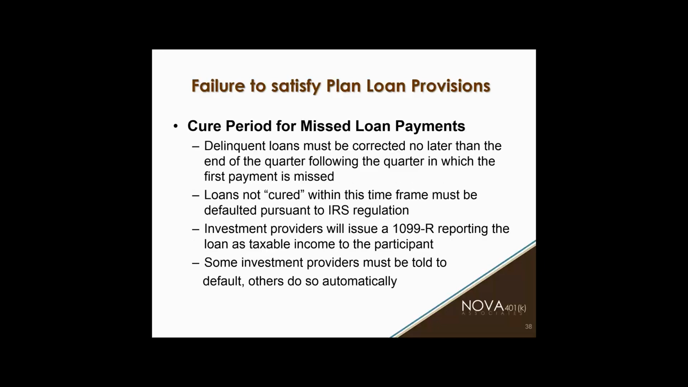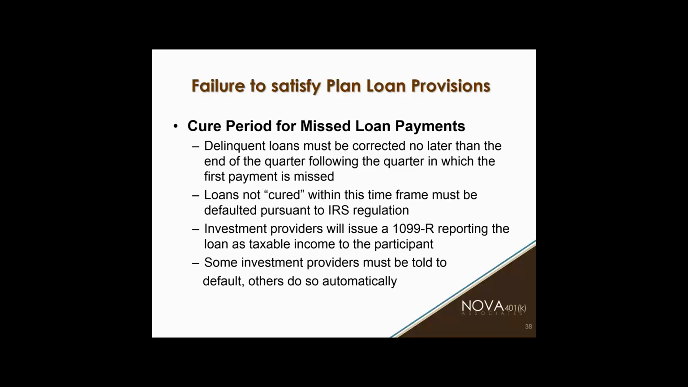The key here is that if you've missed payments on a loan, like the loan didn't get started on time and so forth, then the loan becomes delinquent and has to be corrected. Otherwise, it'll get defaulted. So a loan that has become delinquent has to be corrected or brought current for the missed loan repayments by the quarter following the quarter in which the first payment is missed, or the quarter in which the loan became delinquent. So you've got about 2 quarters to fix it. If it's not cured or fixed within this time frame, then it has to be defaulted by IRS regulation.